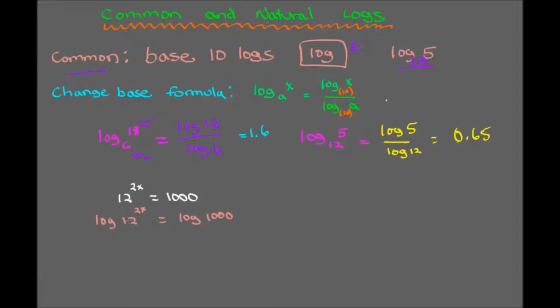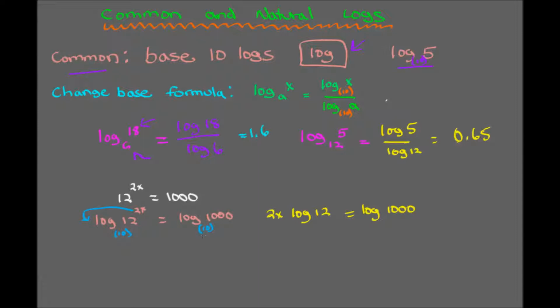So remember, this isn't log base 12 of 2x. This is actually log of 12 to the 2x. So we assume that there is the base of 10 here. And since you have a log right here like this one, we can use the power rule and move this exponent right here, the 2x, as a coefficient. So let's do that. We have 2x log 12 is equal to log 1,000.